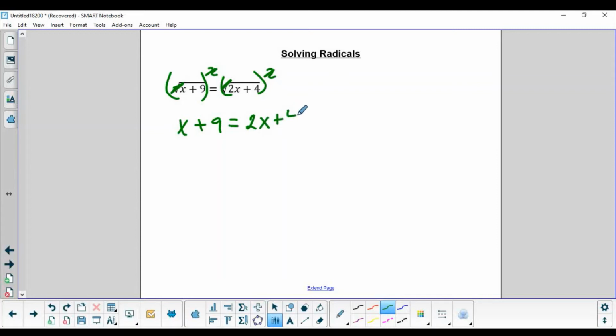Okay, perfect. So we've busted everything out. Notice, it's very nice when you have a square root on both sides. All we did basically was remove the square root symbols.